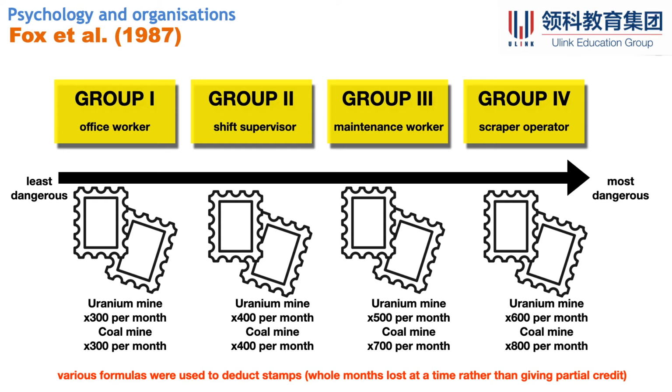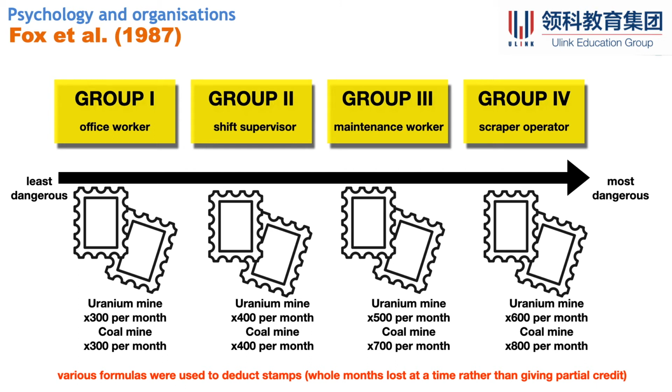Okay, so a little bit more detail on how the stamps are allocated by your position. So as I said before, group 1 was low hazard. That would be something like an office worker. And then group 2 was a little bit more hazardous. You maybe were a supervisor. Group 3, you were a maintenance person, someone who fixed things. And group 4, you were maybe like a scraper operator. You operated like one of those big machines that scrapes the ground or the earth or the rock.